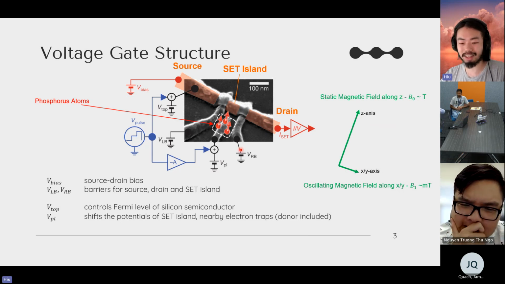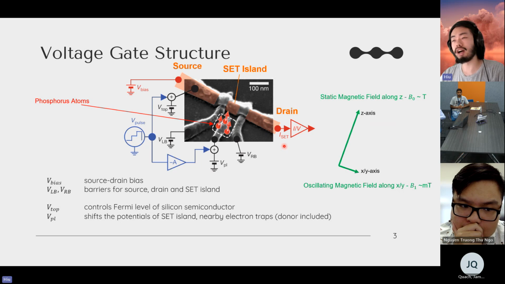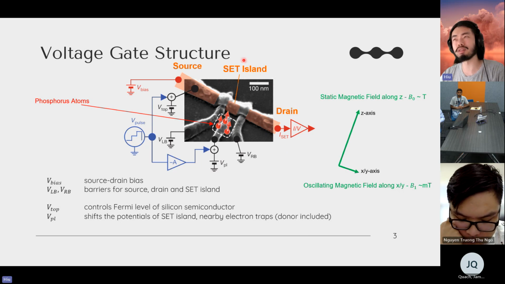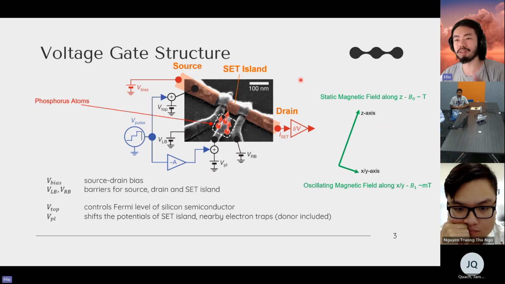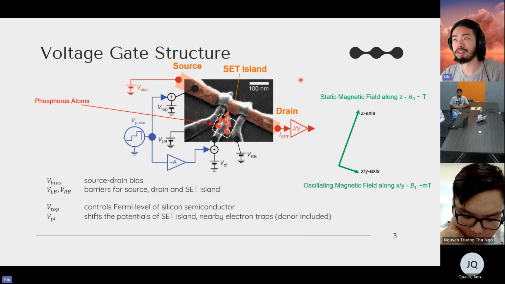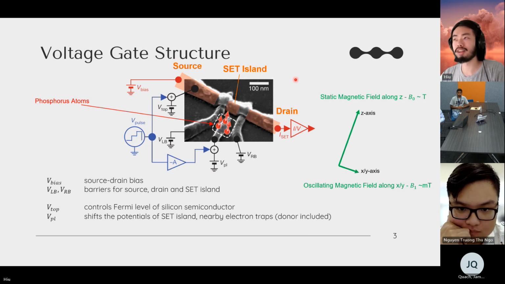Without the phosphorus atom, is this just a normal MOSFET? Is this a normal transistor, or is this a special transistor? I think so. I mean, maybe there's some modification because of the SET atom. I don't know enough about the structure of a normal MOSFET compared to this.